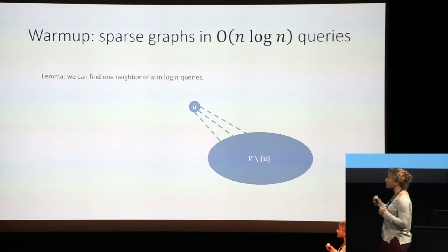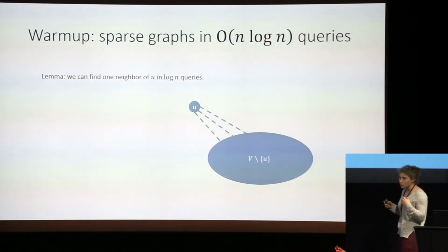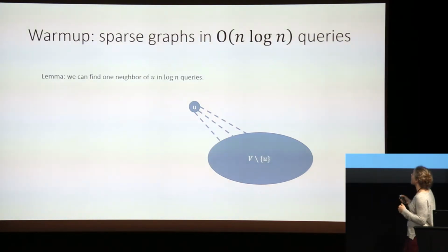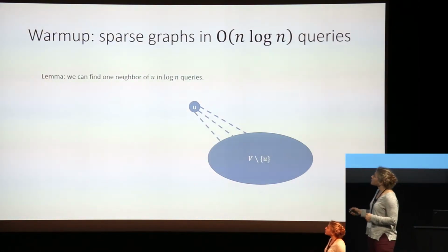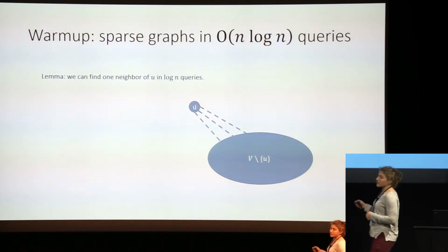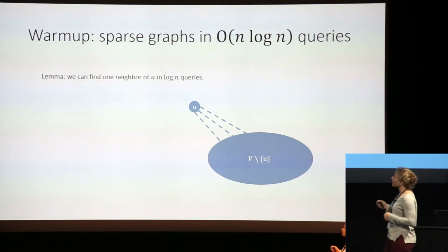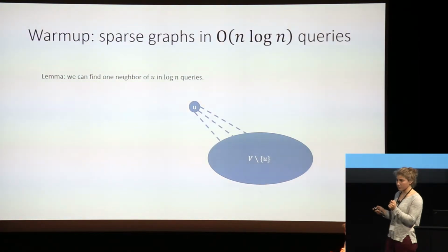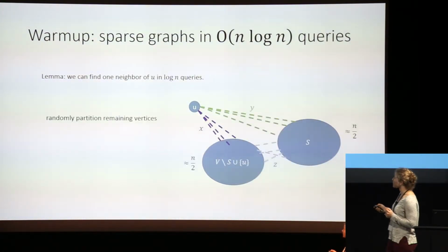So for a warm-up, I'll prove that if the graph is sparse, right, if it only has order n edges, then I can compute the minimum cut in n log n time, or I can learn the graph in n log n time, right? So why is that? So we'll need the following lemma. Say that I have some vertex u that I'm considering. I can find a neighbor of u in only logarithmically many queries, okay?